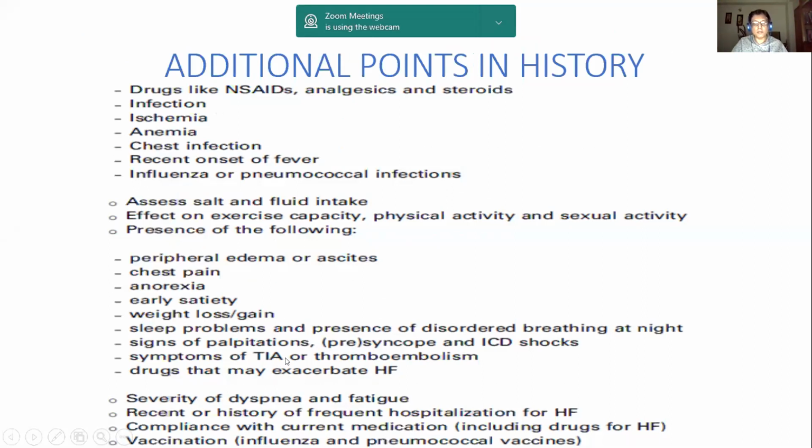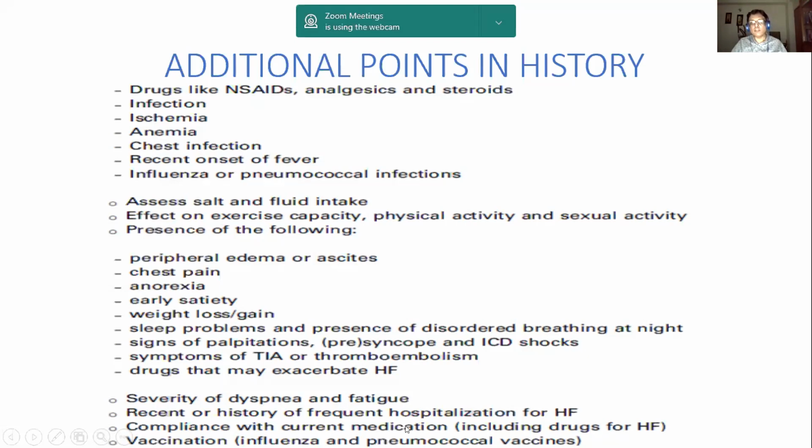The symptoms of TIA and thromboembolism: because the risk factors are common in coronary artery disease and cerebrovascular disease, there might be some TIA or thromboembolism. And we need to check the number of hospitalizations, because as the heart failure progresses, the hospitalization number and duration tend to increase, and it indicates a poor prognosis.